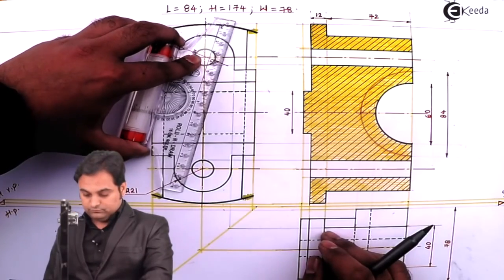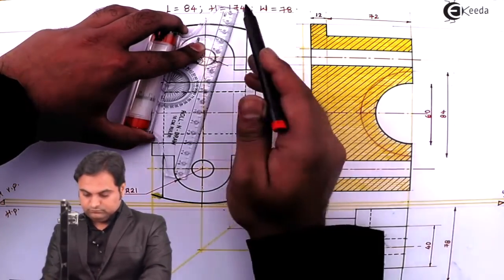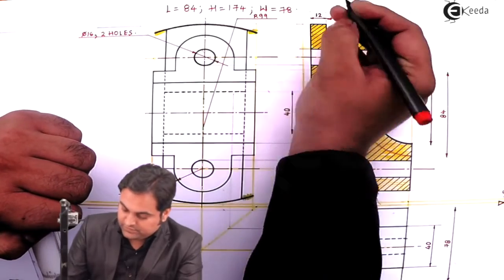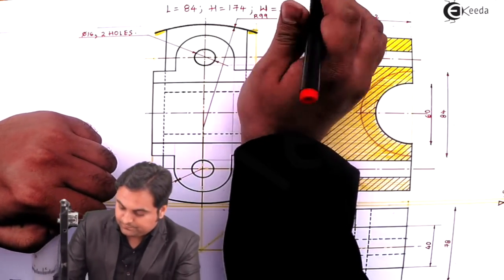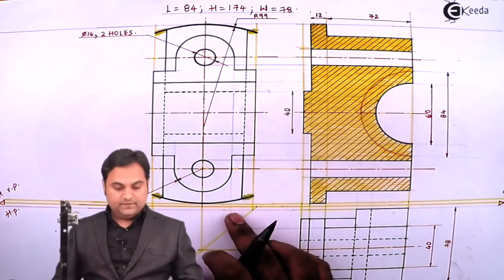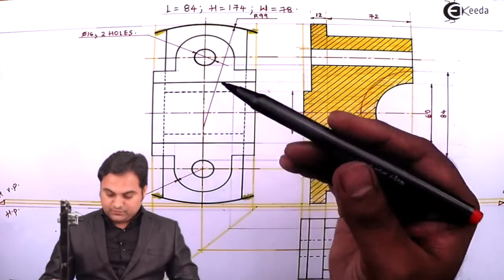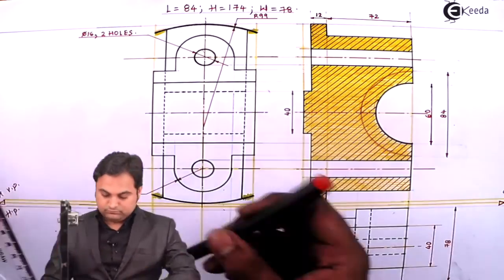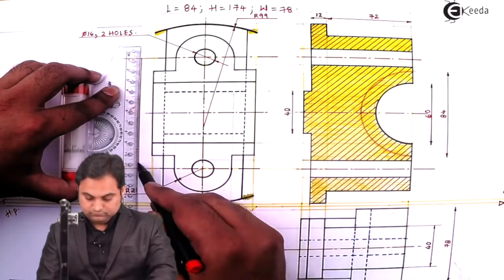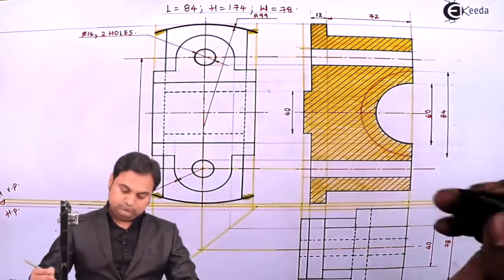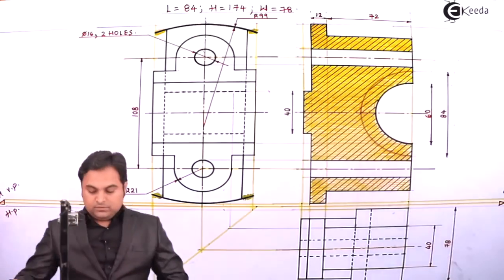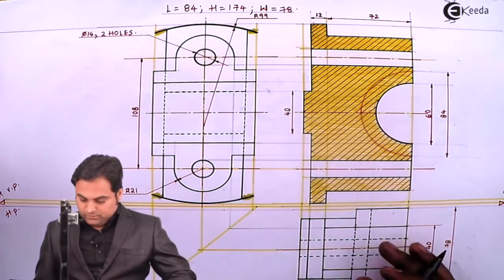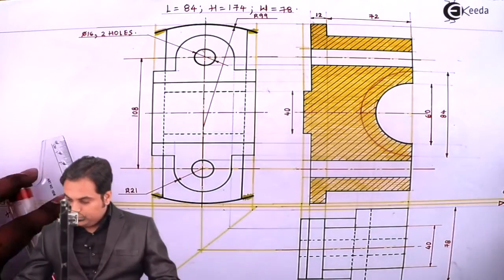Then this radius is 99 mm. Similarly at the bottom, then the center to center distance is given as 108 mm. One hundred and eight. Then the width of this plate is 60 mm, which I can give into the top view as well.